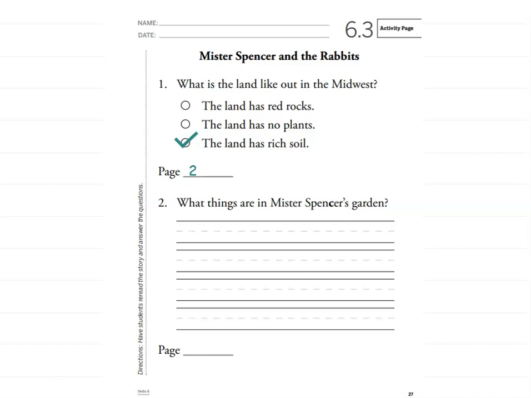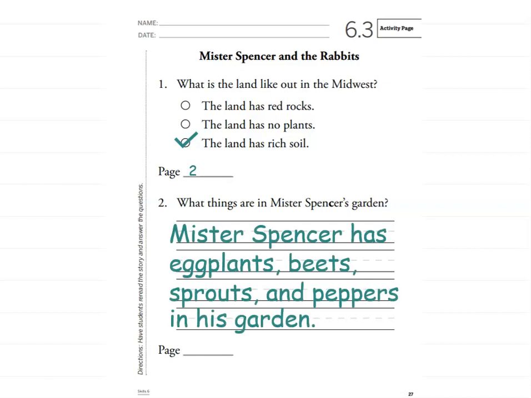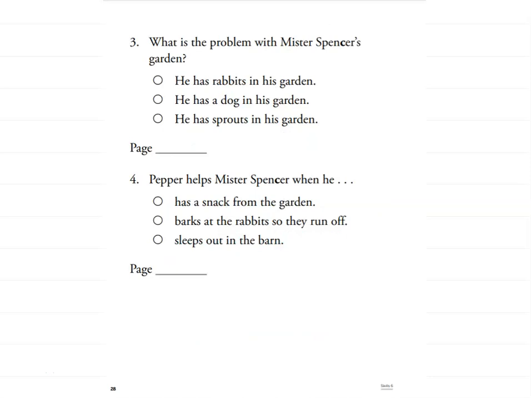What things are in Mr. Spencer's garden? Mr. Spencer has eggplants, beets, sprouts and peppers in his garden. We found that information on page 2 as well. What is the problem with Mr. Spencer's garden? He has rabbits in his garden. We read that on page 4. What does Pepper do? He barks at the rabbits so they run off. That was on page 6.